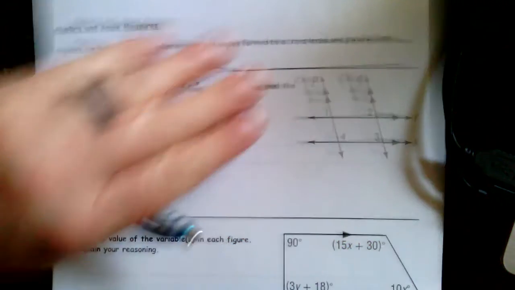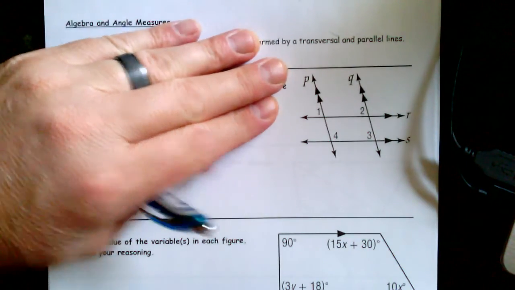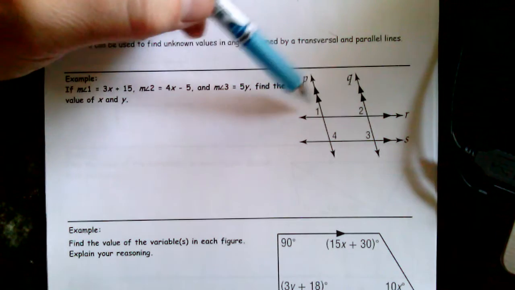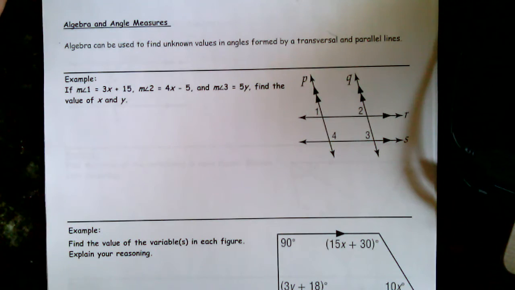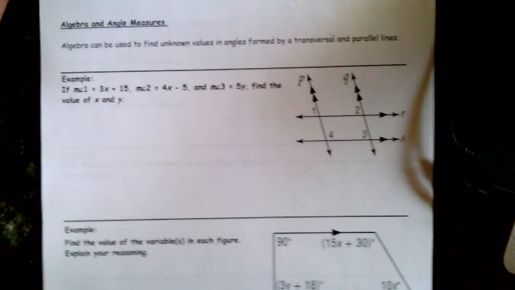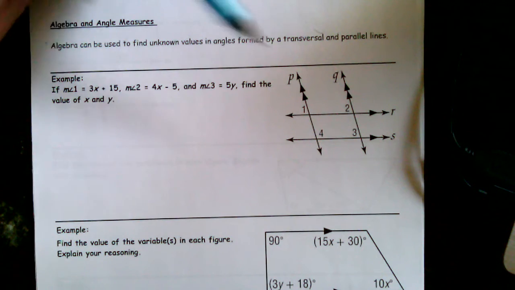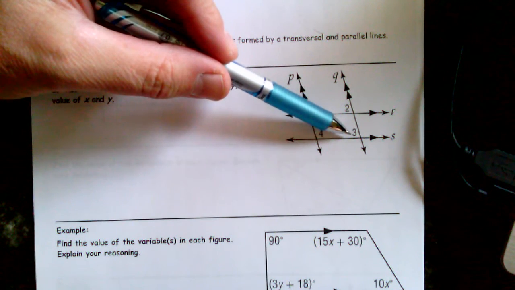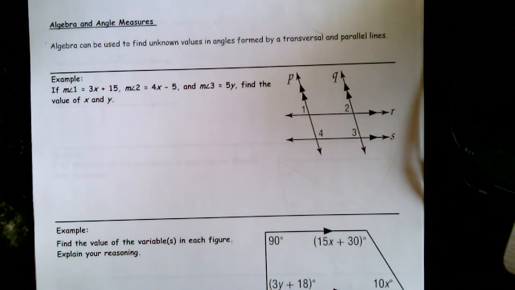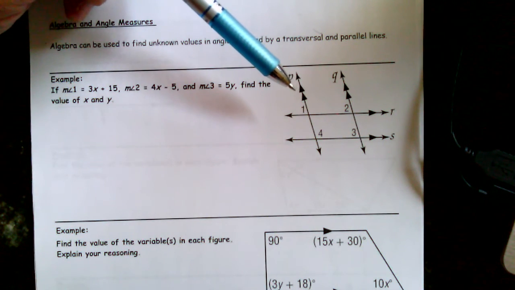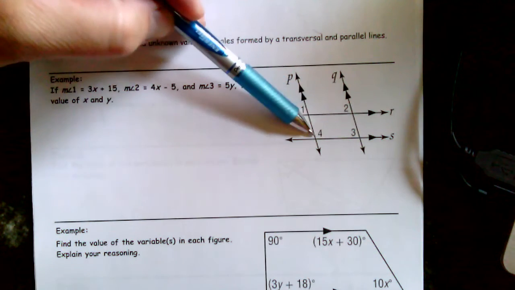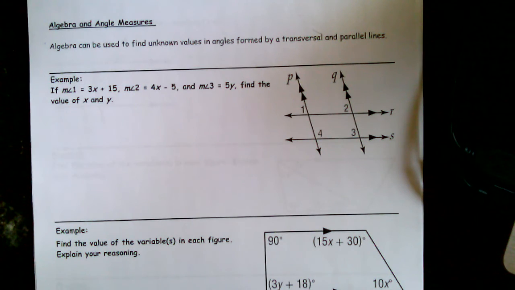So before I look at any of this stuff over here, I'm just going to look at the picture, and I can conclude that 1 and 2 are congruent because they are corresponding angles. I can conclude that 2 and 3 are corresponding angles, so they are congruent. And then I can conclude that 3 and 4 are supplementary because they are consecutive interior angles.